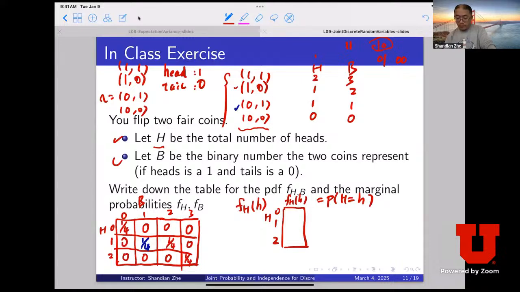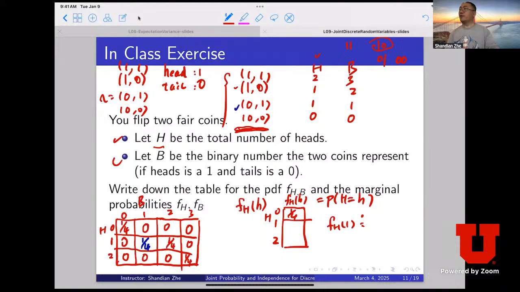Again, if we just take a look at H, you need to look at this event, H equals 0. How many outcomes does it include? There's only one outcome which gives H equals 0, right? So the probability of this event is 1/4. Okay, so how about H equals 1? Why is it 1/2?